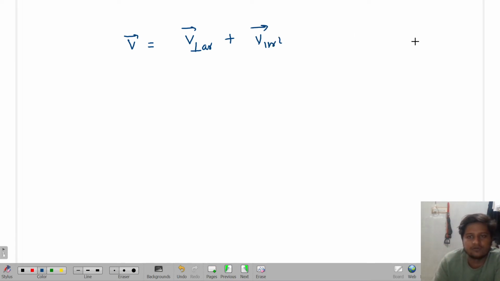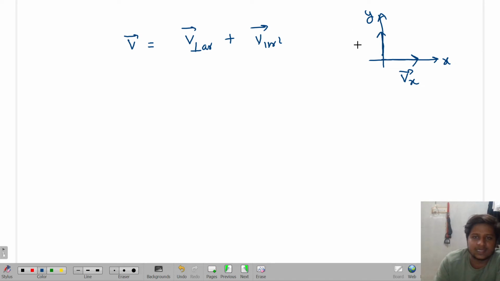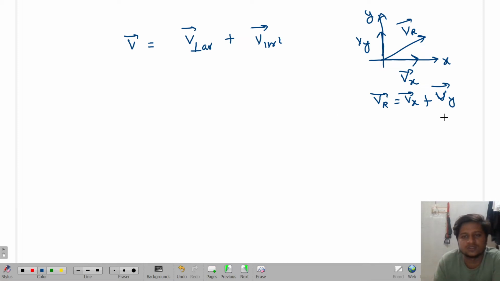Let's suppose you have the x-axis and the y-axis. If you know the vector along the x-axis and the vector along the y-axis, then you know the resultant Vr is nothing but V of x plus V of y vector. Tell me, yes or no, this is the relation or not? Gagan, Anush, yes or no? Yes, sir.